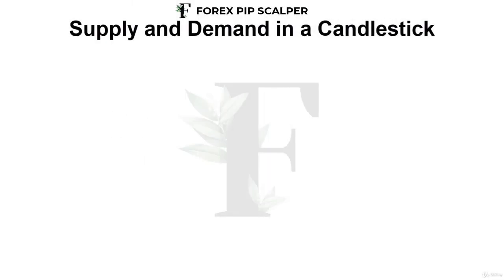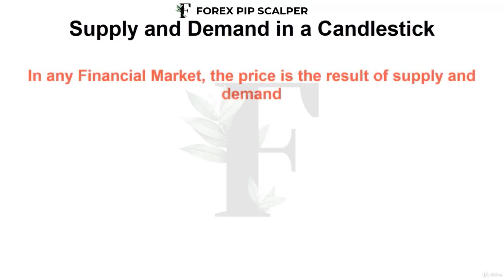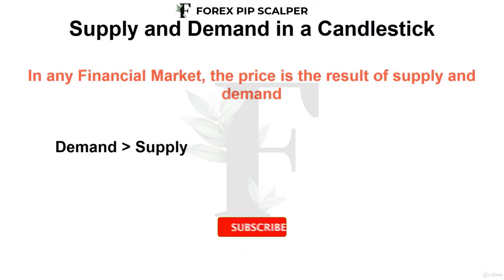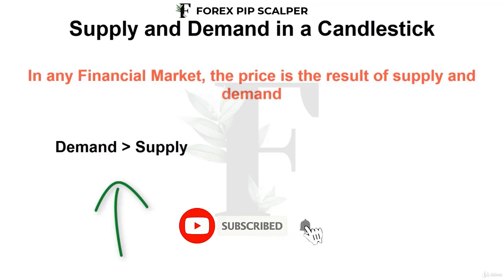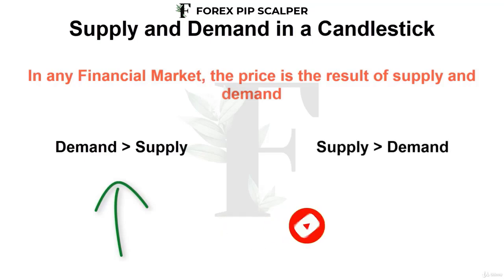Have you ever wondered why the prices move? In any financial market, the price is the result of supply and demand. If the demand exceeds the supply, the total trading volume of buyers is greater than the total trading volume of sellers, causing the price to go up. Conversely, if the supply exceeds the demand, the total trading volume of the sellers overcomes the total trading volume of buyers, causing the price to go down.